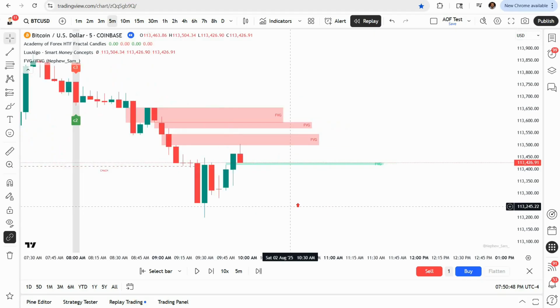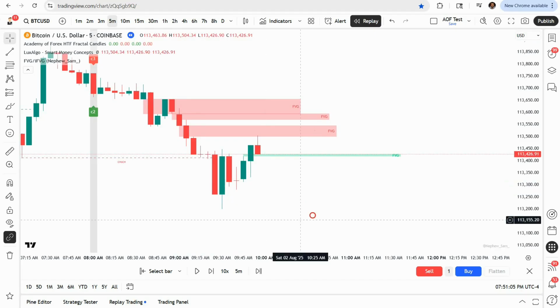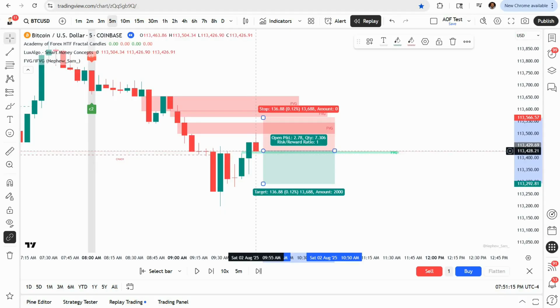But in this particular case, we get the respect that we're looking for. Price pulls back and touches that fair value gap, comes down, closes with a red candle right here. It can close within the fair value gap as well, as long as it does not close above it in the case of a bearish or short trade setup. So once we have the respect that we're looking for, we are going to set our trade right here, enter on the close of that candle that respected the fair value gap.